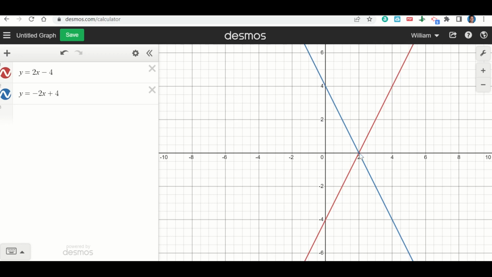And if I go to where the two lines intersect and click on it, I can see that it gives me the coordinates of exactly where the two lines intersect. They intersect at x equals 2 and y equals 0. So this would be the solution to my system of equations. I can do this by inputting any two equations and then going to the point of intersection and clicking on it. It will tell me what the coordinate of that is, with the x coordinate first and the y coordinate second. So this is how you can check your work using Desmos when dealing with systems of linear equations.